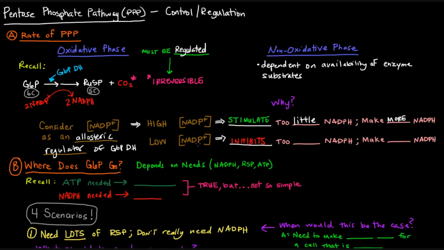If there's low NADP+, we want to inhibit this pathway, because that means there's too much NADPH. Most of it's in the reduced form. So we want to make less NADPH. So we want to inhibit G6P dehydrogenase. So that's a simple idea as far as the rate of the pentose phosphate pathway and how that's regulated or controlled. But now the more complex stuff, where does glucose 6-phosphate go?